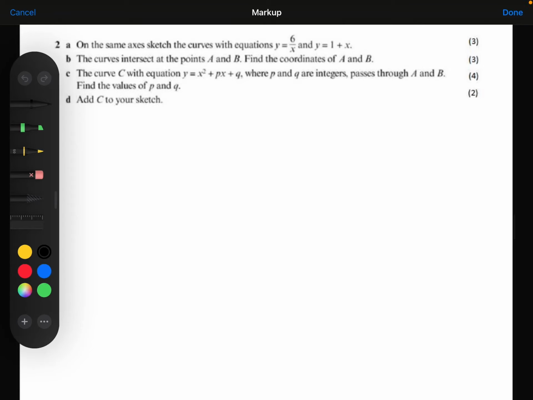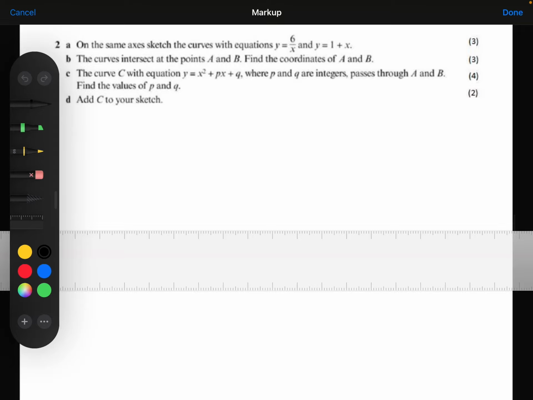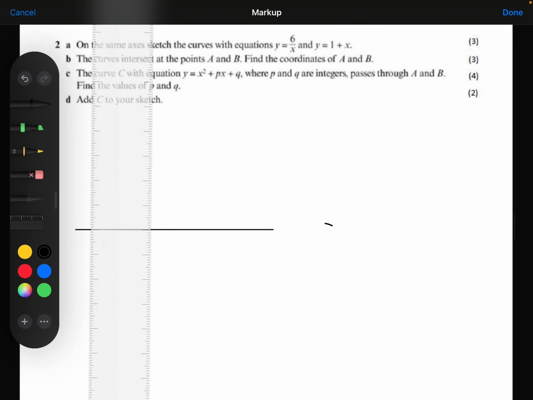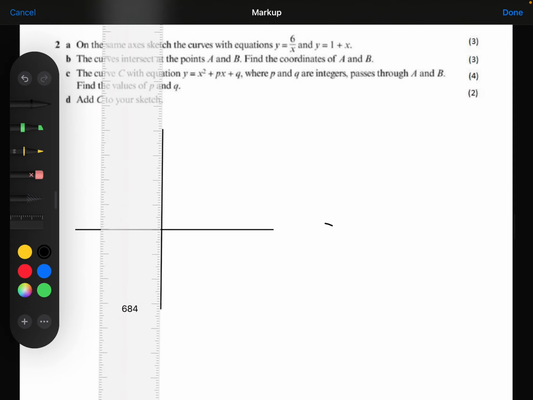On the same axes, sketch the curves with the equations y equals 6 over x and y equals 1 plus x. So let's draw a set of axes. It's my x-axis. Here's my y-axis.